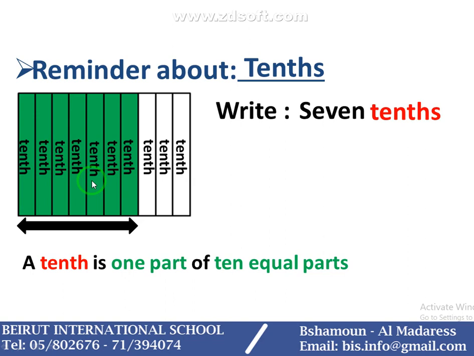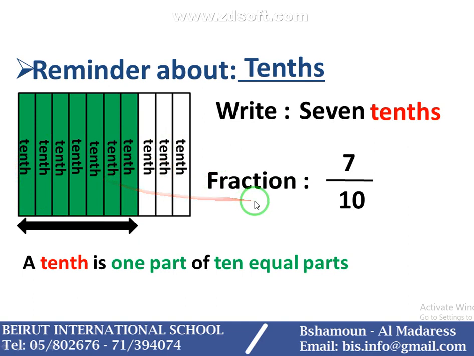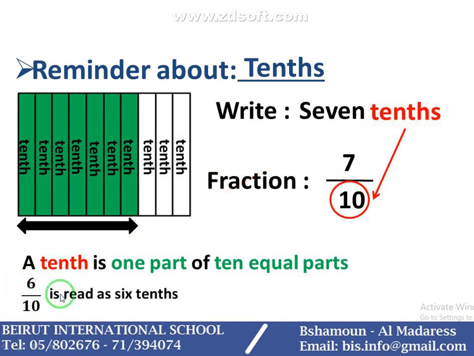And if I want to denote the shaded rectangles in a fraction, this fraction will include 7 as a numerator, which is the number of shaded rectangles, over 10, which is the total number of rectangles. And as you can notice here, the denominator is 10 referred to tenths. Another example, 6 over 10 can be read as 6 tenths.